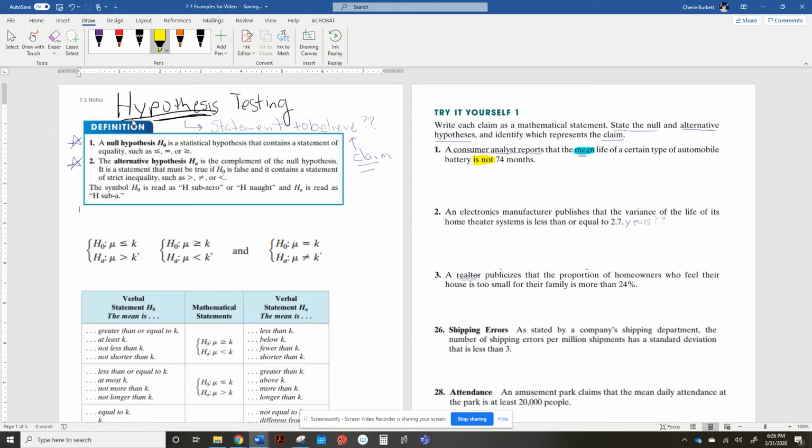We're going to rewrite it. So we're going to use symbols, and we are going to then label that statement as either having equality or not having equality. Okay, and we will always have both a null and an alternative. Now I hope that you're going, that does not make any sense. How can you have both a null and an alternative? I'll explain that to you in just a second.